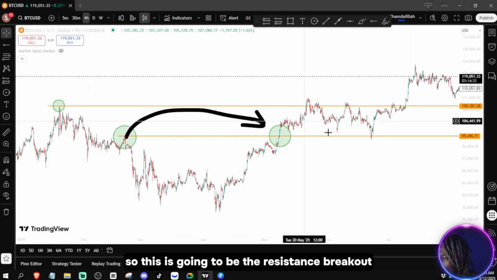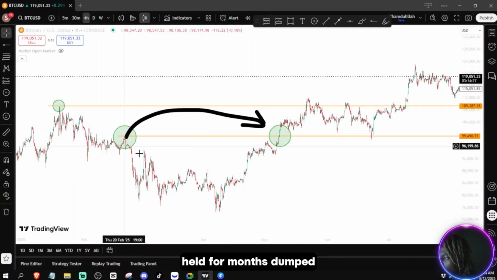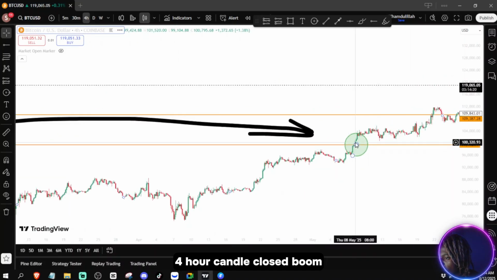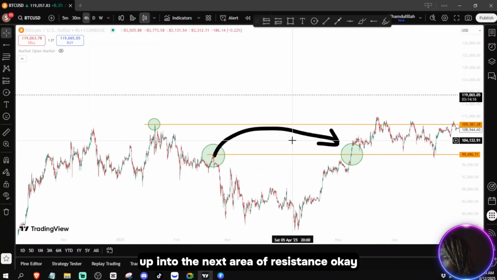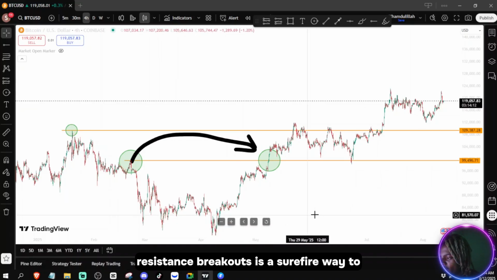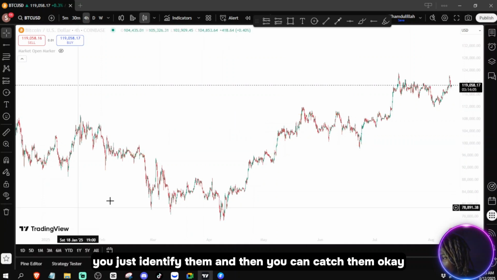So this is going to be the resistance breakout. An area of resistance was created here, held for months, dumped. And then as soon as we broke above it, got a 4-hour candle close, boom. And then price decided to take profit up into the next area of resistance. So that's that. Resistance breakouts, guys, are a surefire way to catch some profits and make some money. You just identify them and then you can catch them.